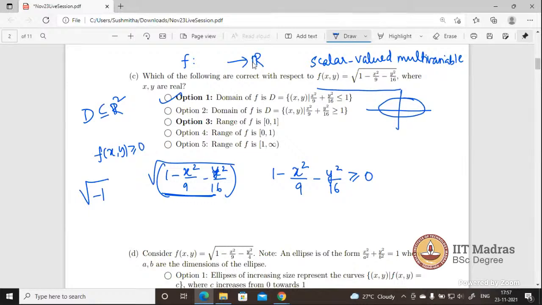In fact, this ellipse will be elongated along the y part, like this. Okay, this is not a circle. Something like this. Since it is less than or equal to 1, it is all the points within this ellipse. So the domain of this function is this. What about the range of this function?